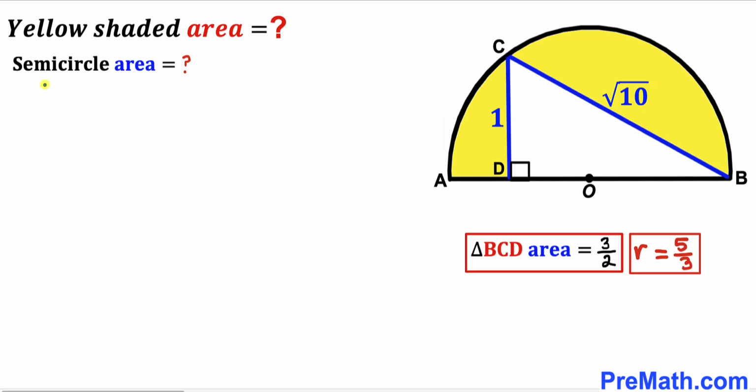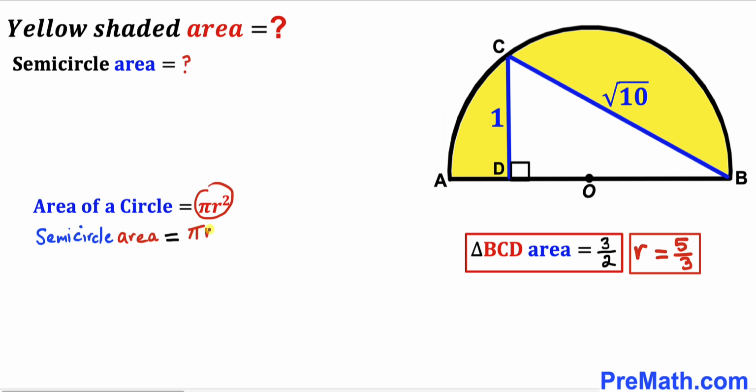And now we are going to calculate the area of this semicircle. Let's recall the area of a circle formula. Area is always equal to pi times r squared, where lowercase r is the radius. So the semicircle area is going to be this whole area, pi r squared, divided by 2. So we can write pi divided by 2 times our radius, 5 divided by 3, whole squared.